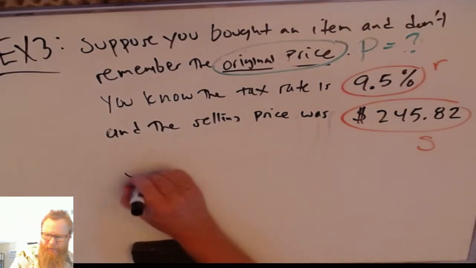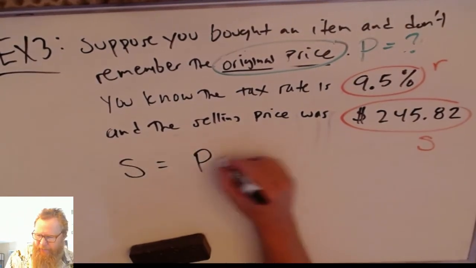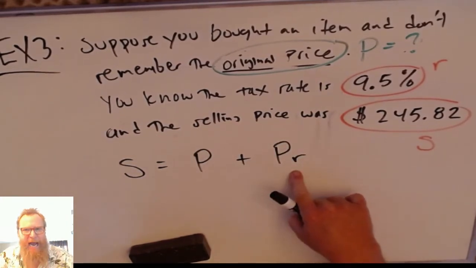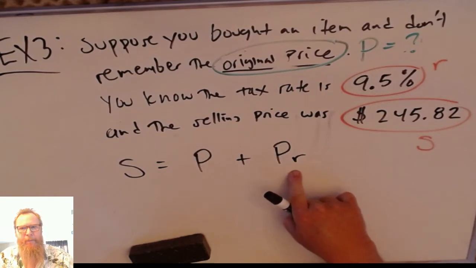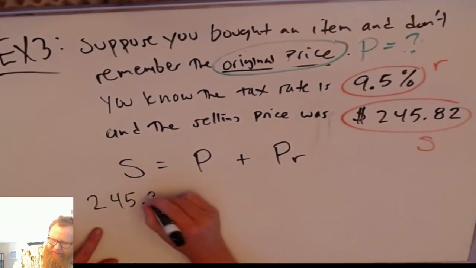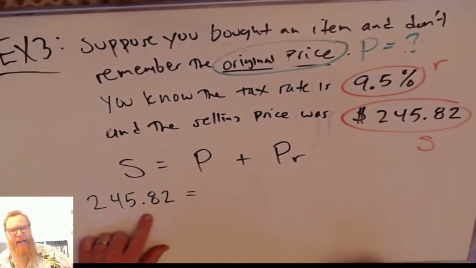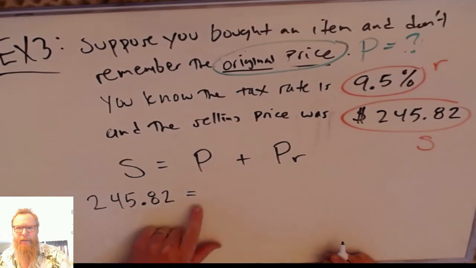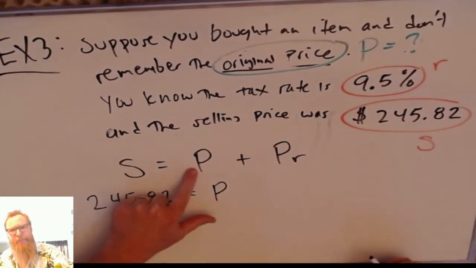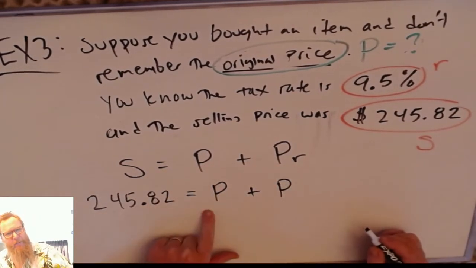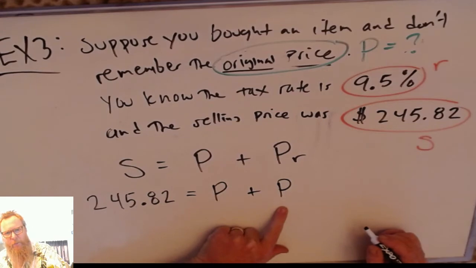All right, so here's our formula. S equals P plus PR. Remember, PR is just the tax. So you know S. S is 245.82, 245 and 82 cents. You don't know P. Now, this is going to be a little annoying because there's P in two places, but that's okay. We'll deal with that in a second.